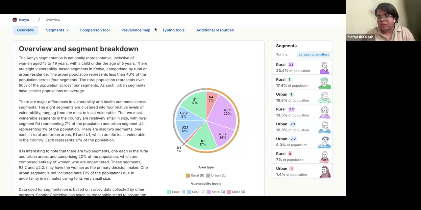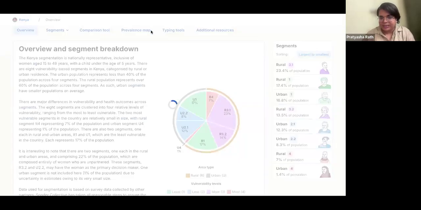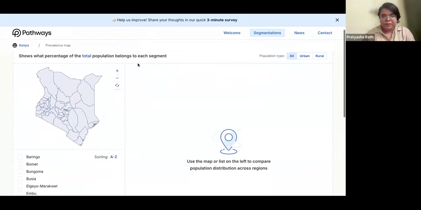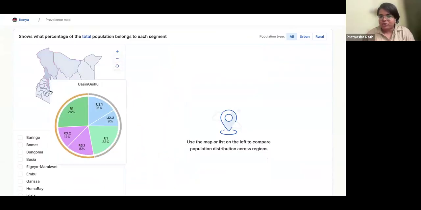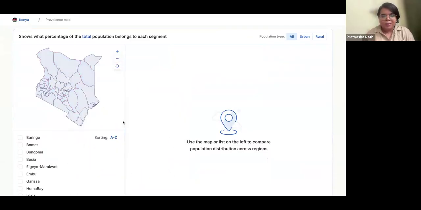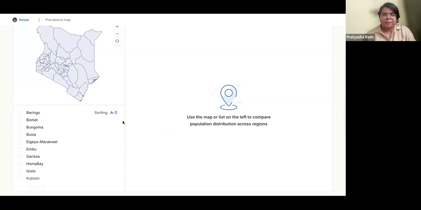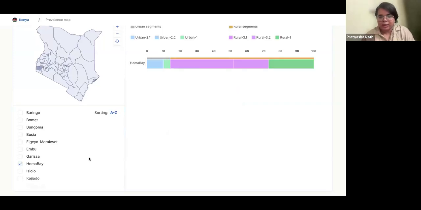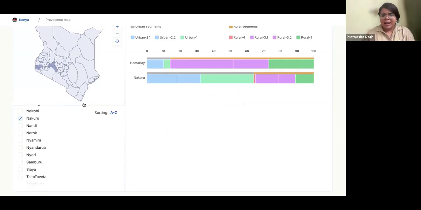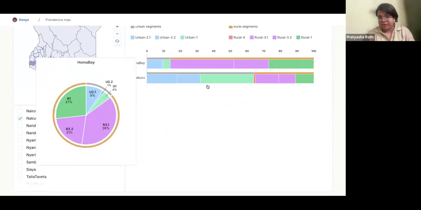And Pathways gives you a very detailed understanding around where these segments lie. So you can go to this section, which is the prevalence map. And if you just scroll over the map, of course, you can start seeing what the segment level distributions are. But let's go a little deeper. Like say, as an implementer, I want to work in Homa Bay and I want to work in Nakuru, right? And I selected these 2 geographies.